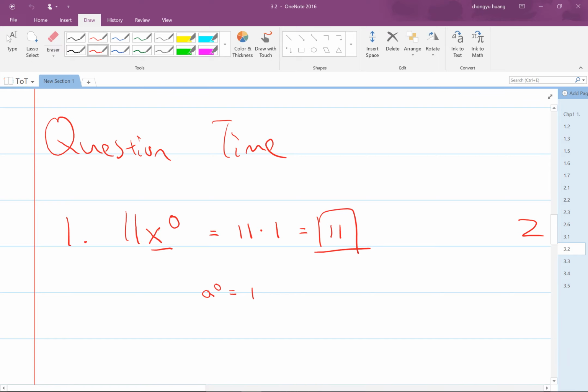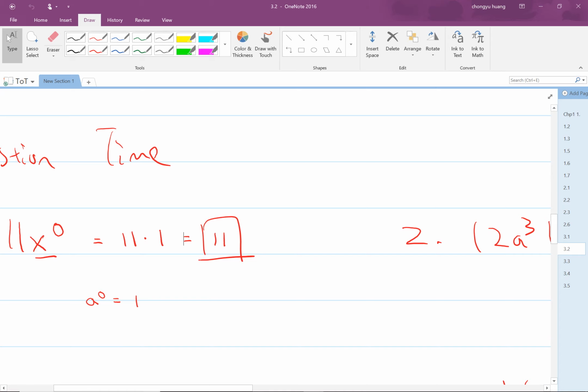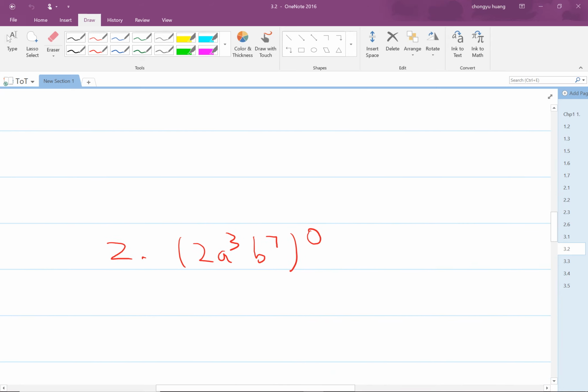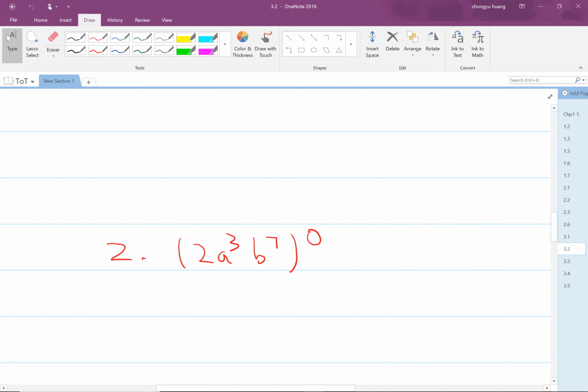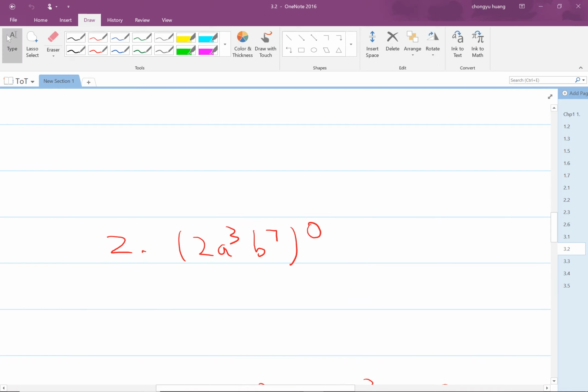Alright guys, let's move into question 2. Question 2 is bracket 2a to the power 3, b to the power 7, and then bracket to the power 0. So you see there's something outside the bracket, and the power outside the bracket is actually 0. So right away you should know the answer should be 1, right? You guys understand it?